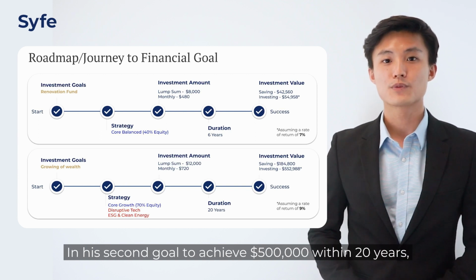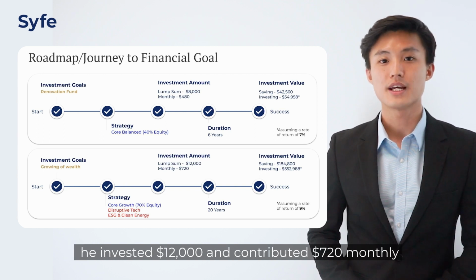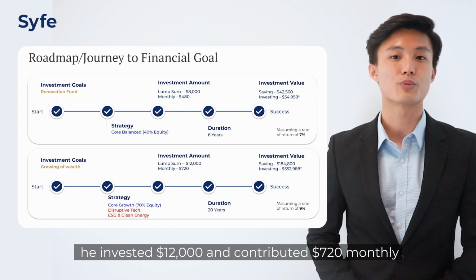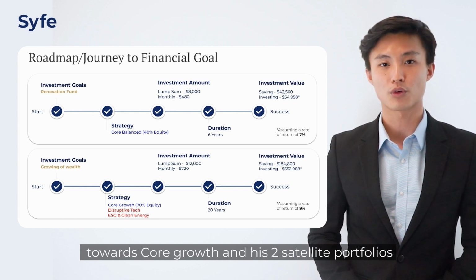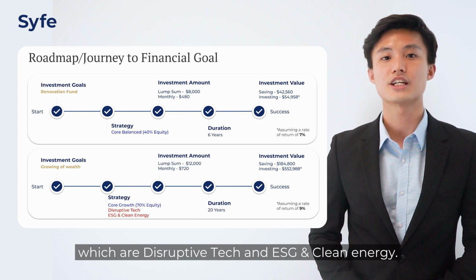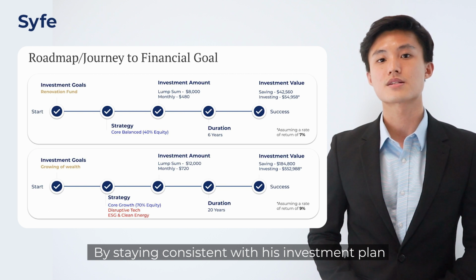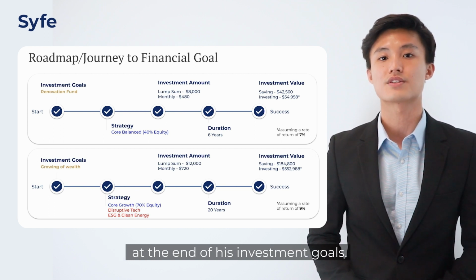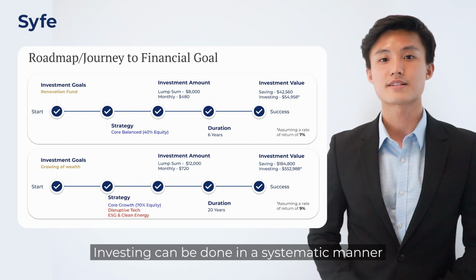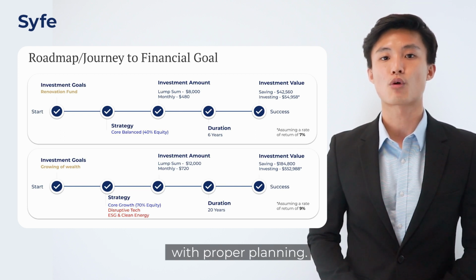In his second goal, to achieve $500,000 within 20 years, he invested $12,000 and contributed $720 monthly towards Core Growth and his 2 satellite portfolios, which are Disruptive Tech and ESG and Clean Energy. By staying consistent with his investment plan, he is able to attain more than $500,000 at the end of his investment goals. Investing can be done in a systematic manner with proper planning.